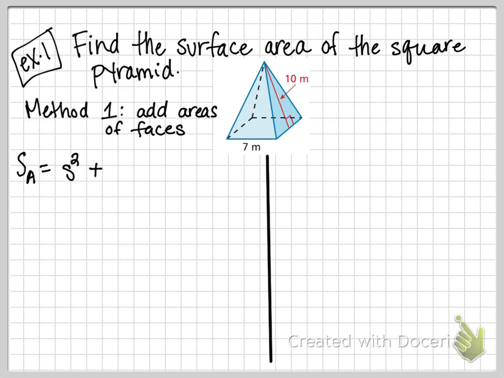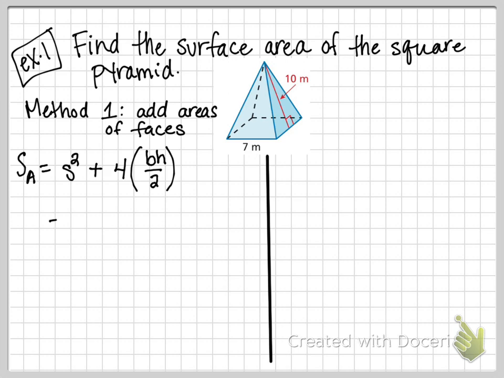Plus, how many lateral faces do I have? How many lateral faces or sides of this pyramid? 4. And how am I going to find the area of one of those side faces? What shape is the side, the lateral face? A triangle. And how do we find the area of a triangle? Base times height divided by 2. Very good. From here, I can plug in my numbers.